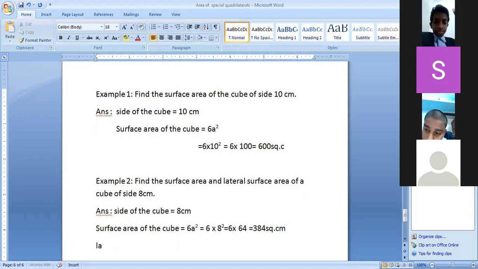Then lateral surface area. That is the second thing that we have to find, right? Lateral surface area, that we are going to find now. Do you know the equation to find the lateral surface area of a cube? 4a square. Yeah, of the cube. Very good. That is 4a square. We are considering 4 faces.